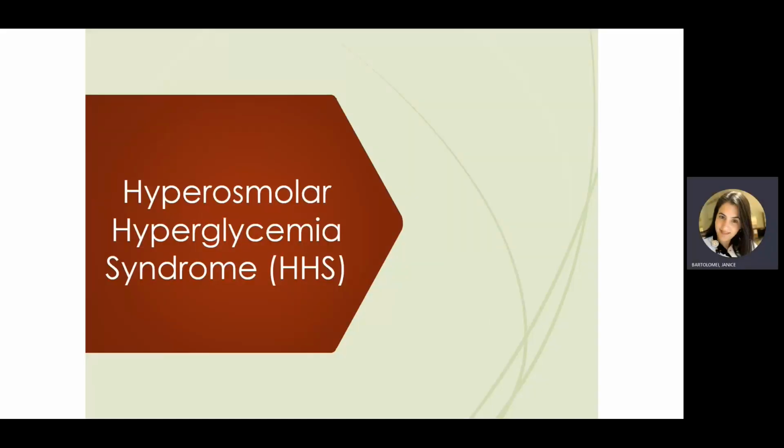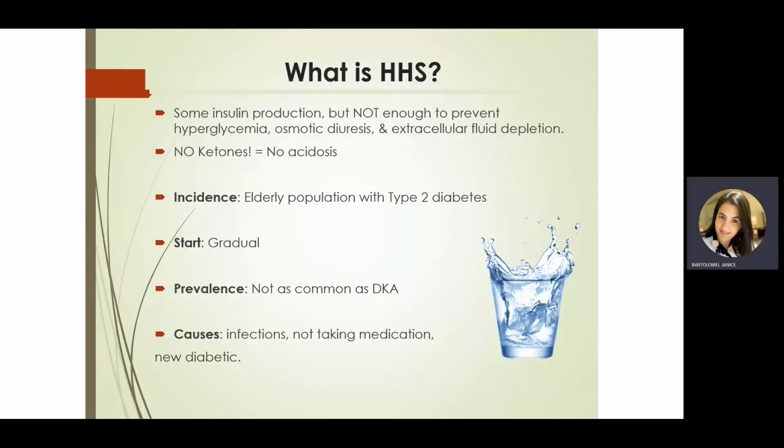All right, so let's talk about the other complication, hyperosmolar hypoglycemia syndrome, HHS. Now, this problem is mainly seen in type 2 diabetics. It's considered a medical emergency. It's life-threatening, and actually the mortality rate is above 50%. Some of the differences is that in HHS, the clients don't have ketones. There's no acidosis state, all right?